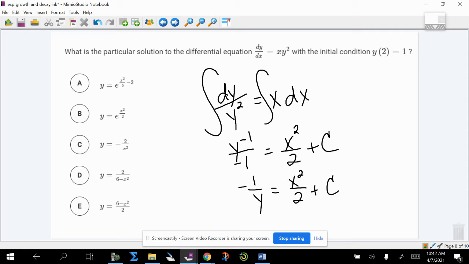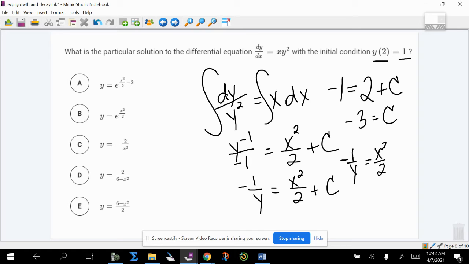I'm going to take my initial condition to find my c value, and then I'll take the time to get y by itself because you'll notice all 5 answers have y by itself. So when I put in 1 for y, I get -1 equals, when I put in 2 for x, I get 4 divided by 2 is 2 plus c. Subtract 2 on both sides, my c value is -3. So I have -1 over y equals x squared over 2 minus 3.